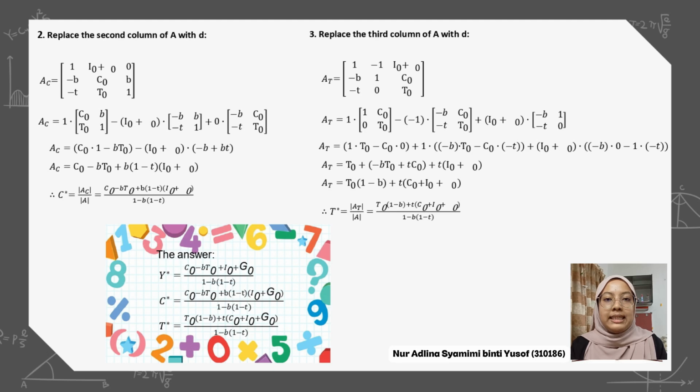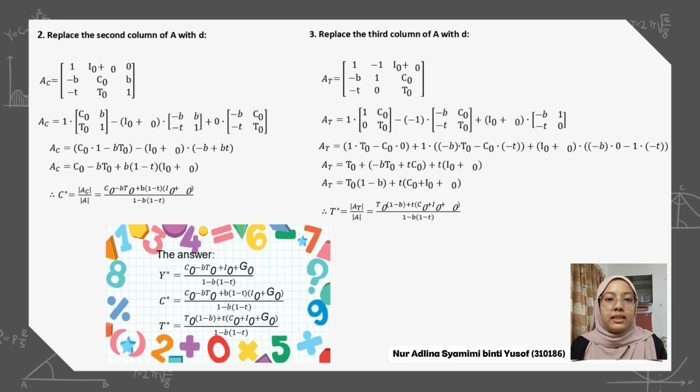Finally, we calculate T star. To do this, we replace the third column of A with a D, forming matrix A sub D. The first row is 1, negative 1, and I sub O plus G sub O. Second row is negative B, 1, and C sub O. Third row is negative T, 0, and T sub O.